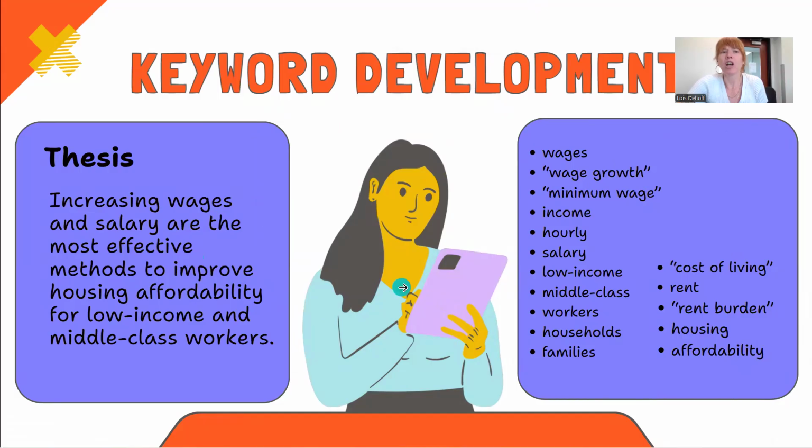And so if I was talking about increasing wages and salaries, then maybe I need to find some words that tie to money you make at your job. So what are different things that we can call that? Well, we can call wages. We can talk about wage growth as a quote, together. We can talk about minimum wage with quotes, again, or without. We can look at income, hourly, salary. All of these tie to money that we make when we are laboring.